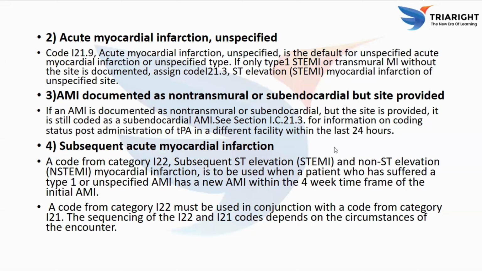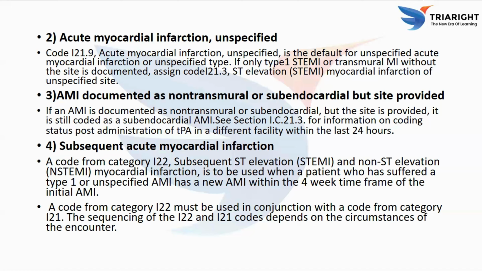Next, subsequent acute myocardial infarction. How do you code subsequent acute myocardial infarction? Category I22 codes are used for a new heart attack that happens within 4 weeks of the first one. This can be a new STEMI or NSTEMI following a previous type 1 or unspecified AMI. So you have to use I22 together with I21, new MI versus first MI, to show the relation between them.